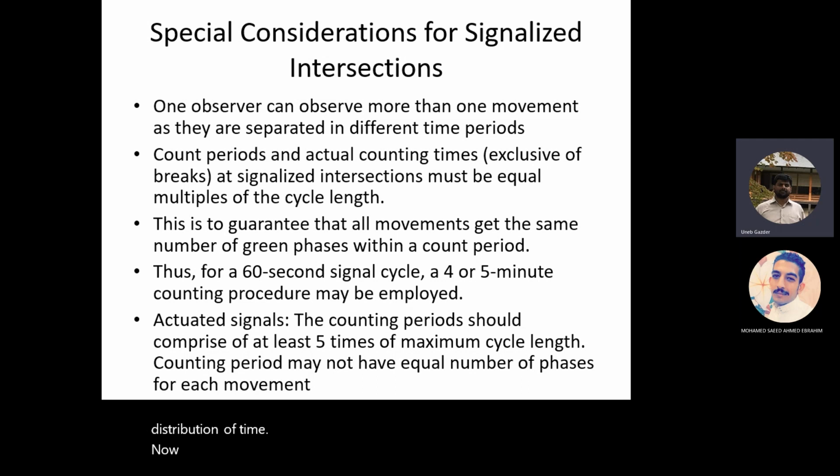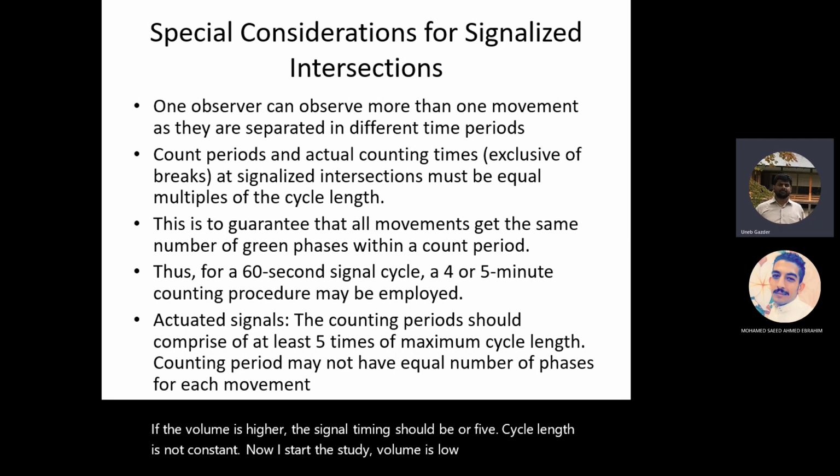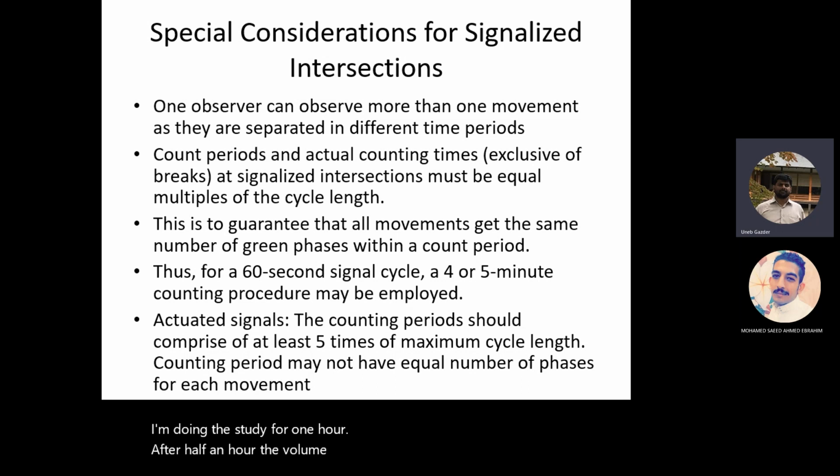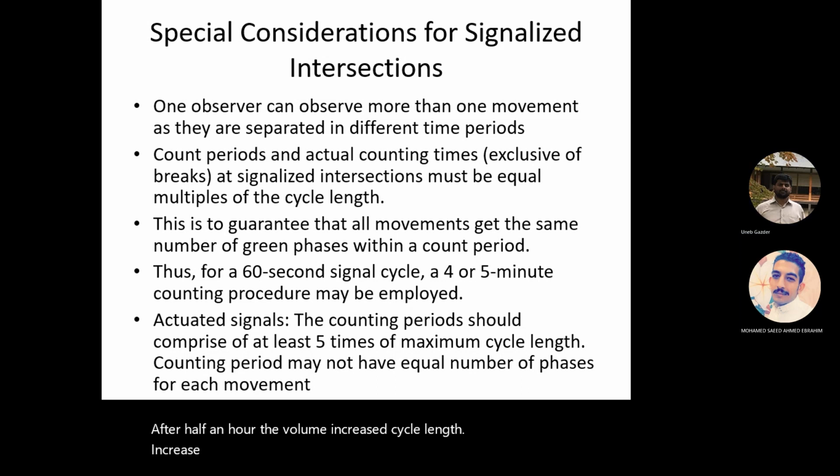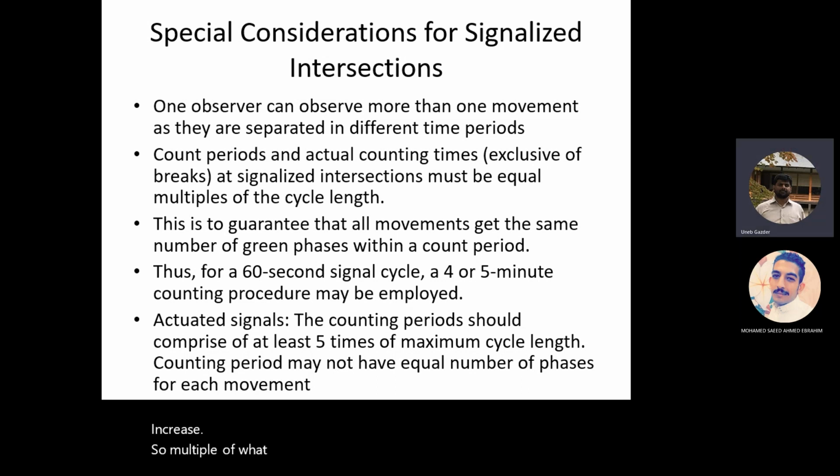Now some signals don't have a fixed cycle length. They have sensors. Now what is the function of a sensor in the signal? If the volume is higher, the signal timing should be higher. So cycle length is not constant. Now I start the study, volume is low, cycle length is less. I am doing the study for 1 hour. After half an hour, the volume increased. Cycle length increased. So multiple of what? This cycle length or that cycle length?